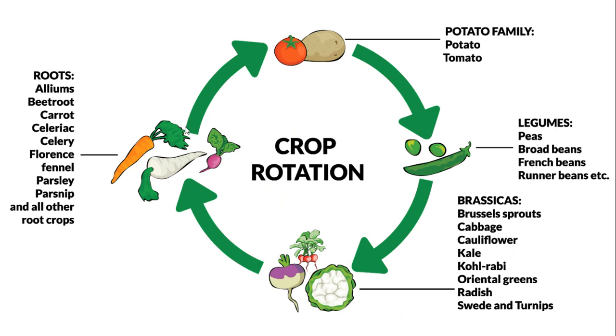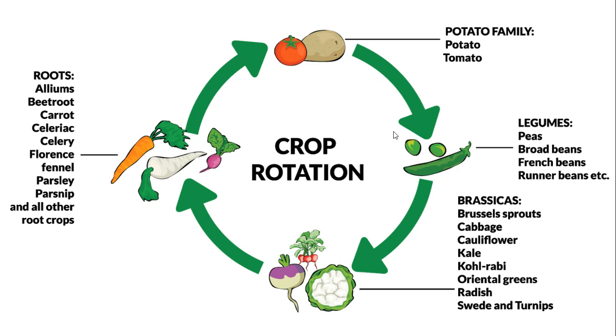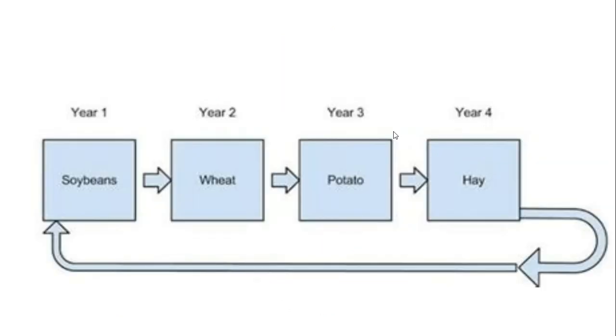Other ways of breaking them up, these guys have a root group followed by potato family, which is tomato and potato, followed by our legumes, which are also known as the givers, the heavy givers, followed by brassicas, which is that cabbage, broccoli family. Sorry, this one is blurry.